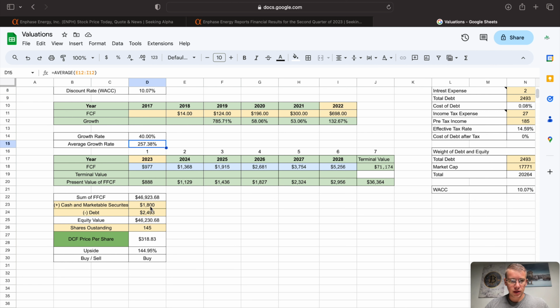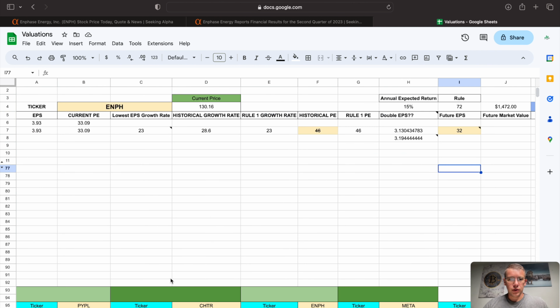We come down here, we have cash and marketable securities. They got 1.8 bill, 2.5 bill in debt, 145 million shares outstanding for a discounted cash flow price of $318 a share.